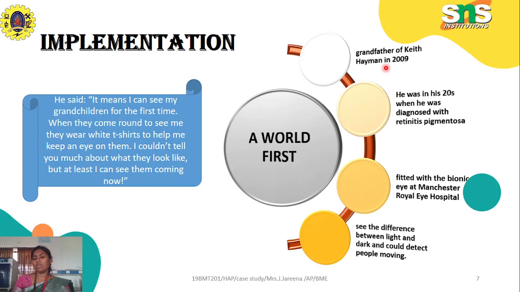He is the one to whom the bionic eye was first implanted. This is the message he gave after the implantation. He said, with so much emotion, that he could see his grandchildren for the first time because of this bionic eye. There is an emotional bond there, so it is a heart touching one. Yes, so this is the world's first bionic eye implanted in a person, the grandfather of Kate Heyman, in 2009. Yes, thank you guys.